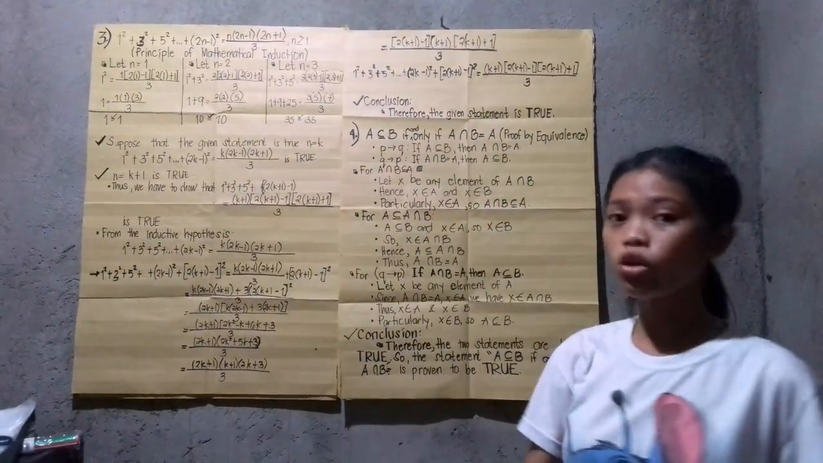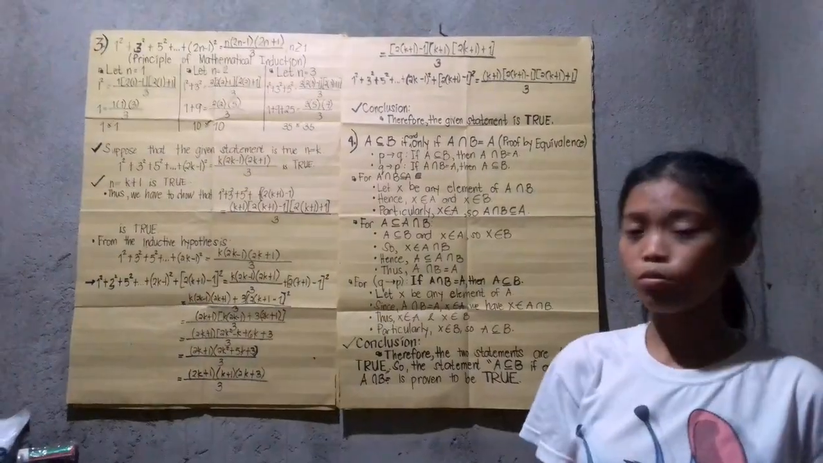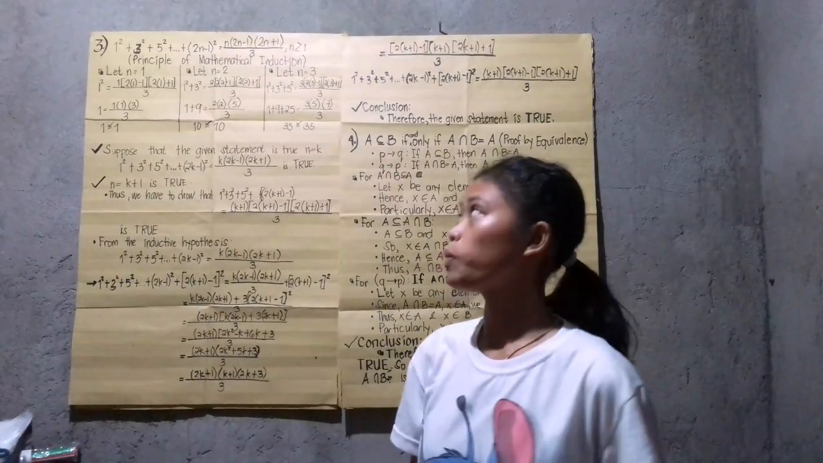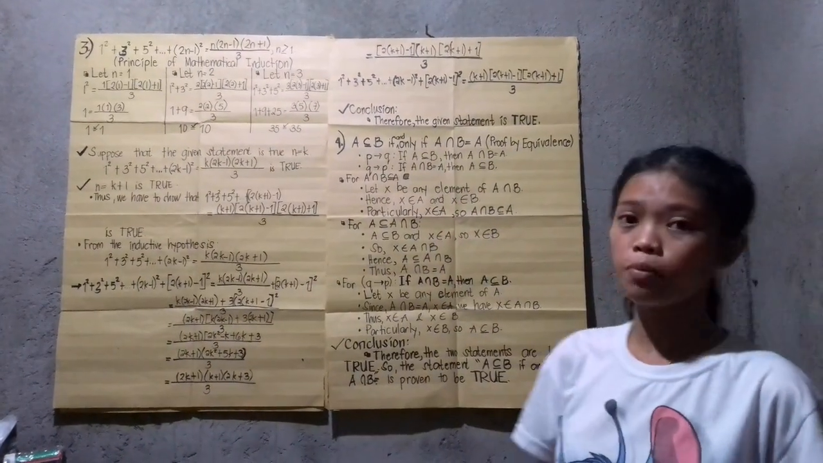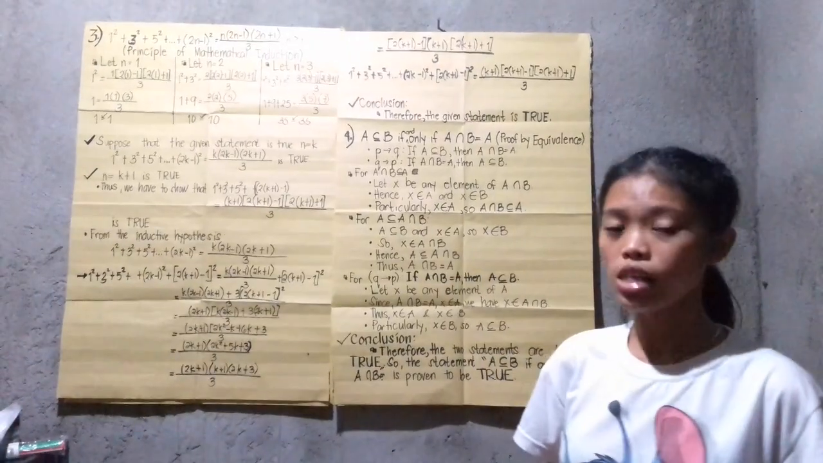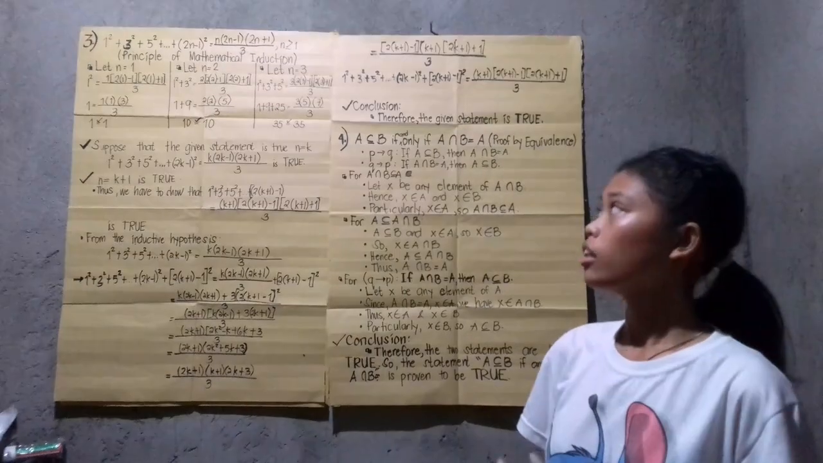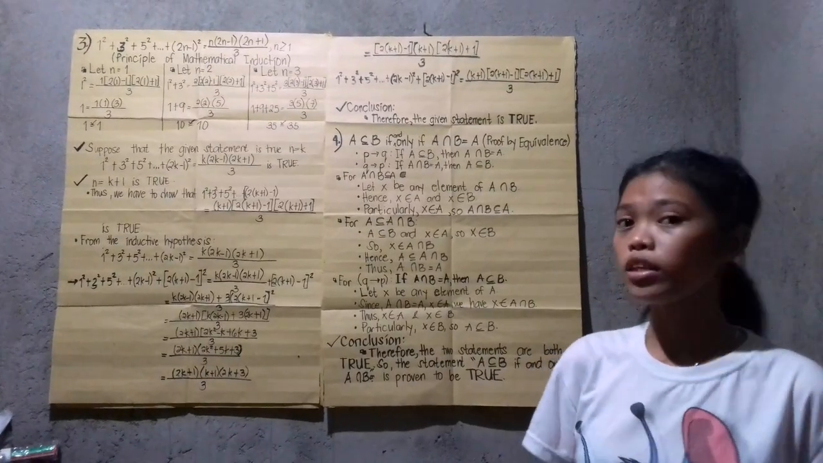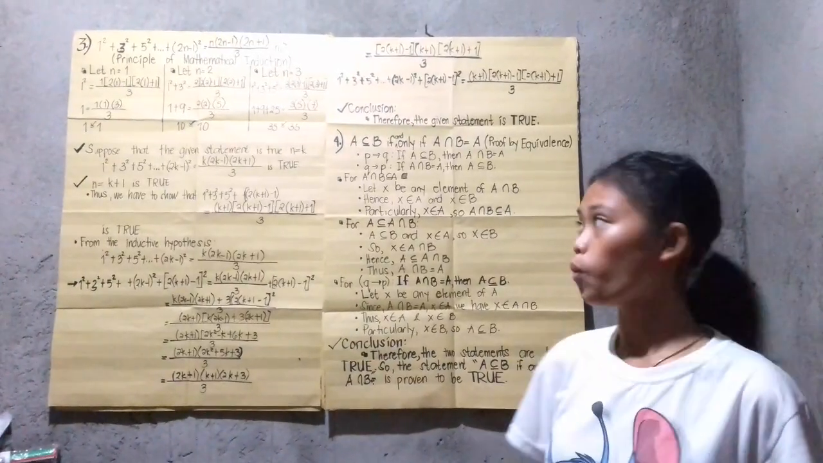So we conclude, therefore, that this statement, 1 squared plus 3 squared plus 5 squared plus up to (2n minus 1) squared is equal to n times (2n minus 1) times (2n plus 1) all over 3, where n is greater than or equal to 1, is true.